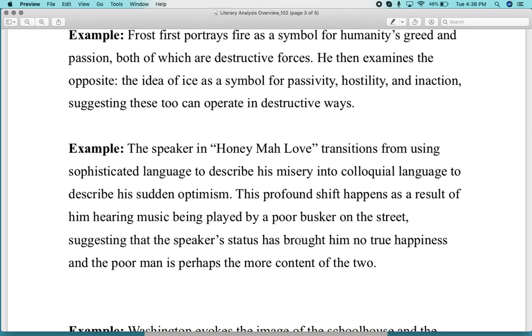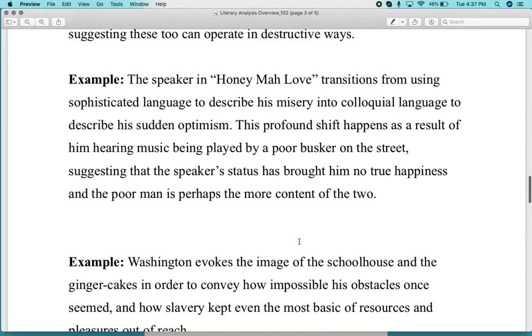When he uses the fancier language, he's talking about how sad he is. When he's using the vernacular language, suddenly he seems like a happier, more optimistic person. So this is where I'm starting to analyze that interpretation and explain my reasoning.